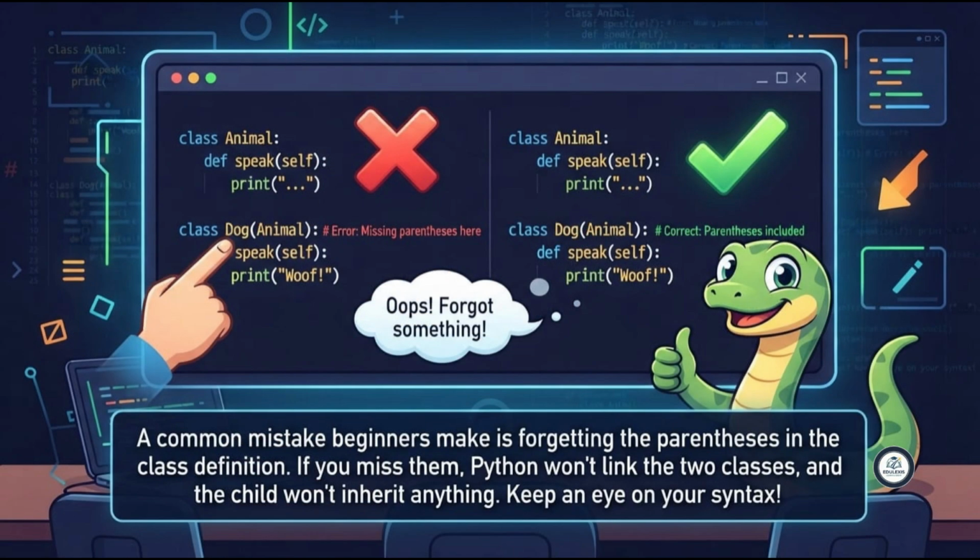A common mistake beginners make is forgetting the parentheses in the class definition. If you miss them, Python won't link the two classes, and the child won't inherit anything. Keep an eye on your syntax.